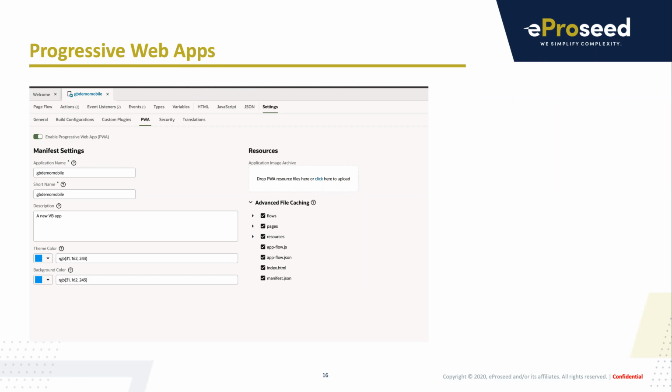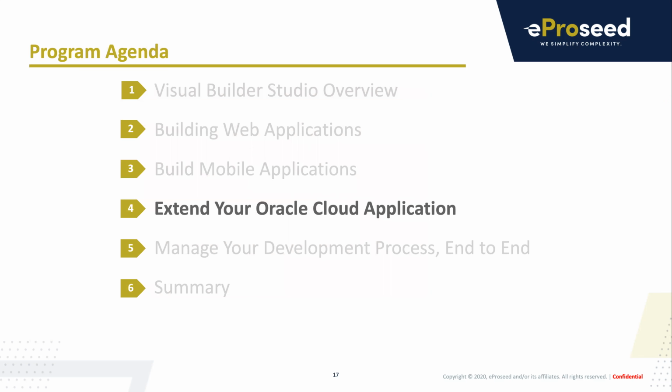So we touched a bit on web apps in general. We touched on mobile apps and progressive web apps. These are the things that you can do with Visual Builder. Now, can you use all that knowledge to extend your Oracle Cloud applications? Well, obviously, it wouldn't be part of the presentation if it was not possible to do that. So yes, you can do it.